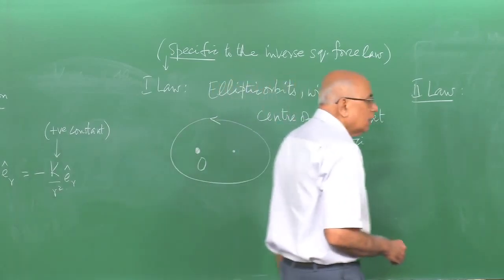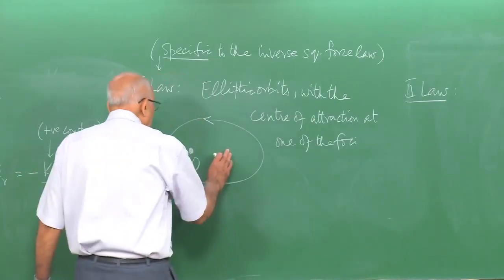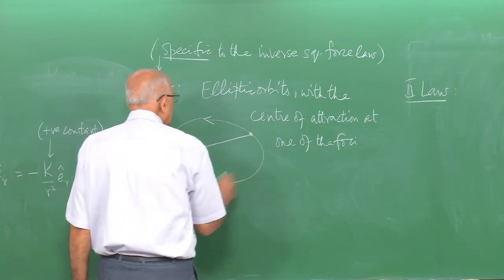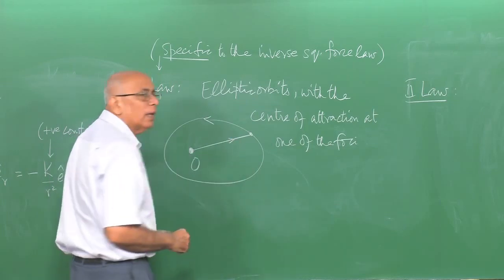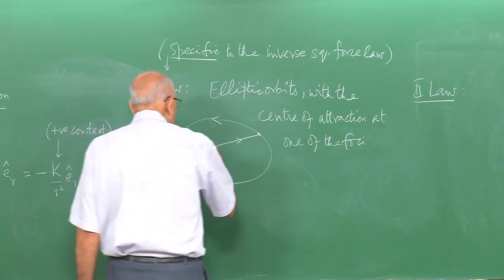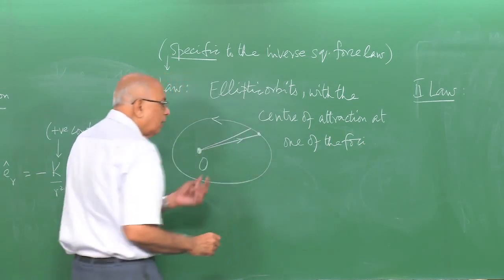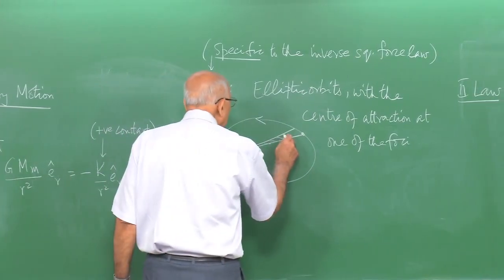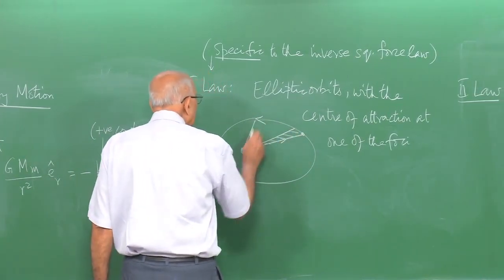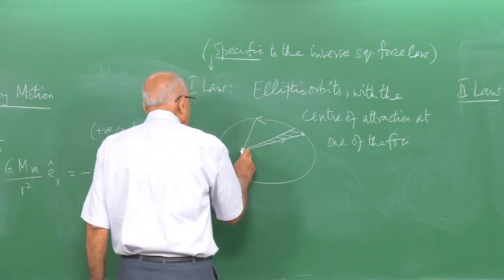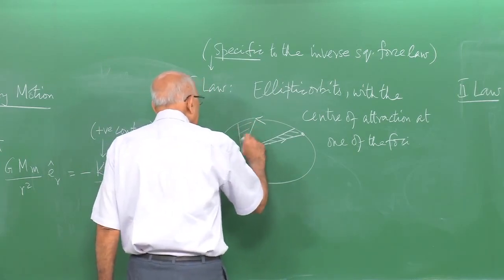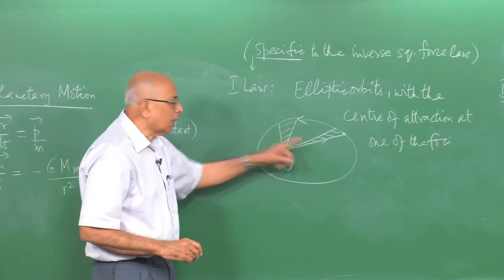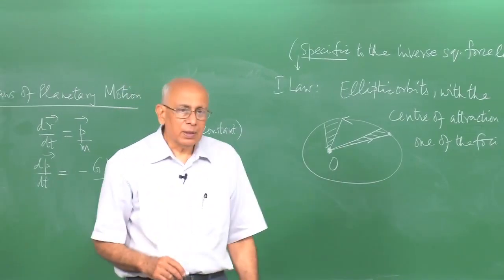The second law says the radius vector from the center of attraction to the instantaneous position of the planet traces out equal areas in equal times. Let us look at this a little carefully. It says that if in an infinitesimal interval of time dt, this is the area traced out, then at a later instant of time, while the radius vector changes, the angular speed changes, everything changes, this area in the same interval of time dt has got to be equal to that. That is what this says. Now what is this actually telling us?